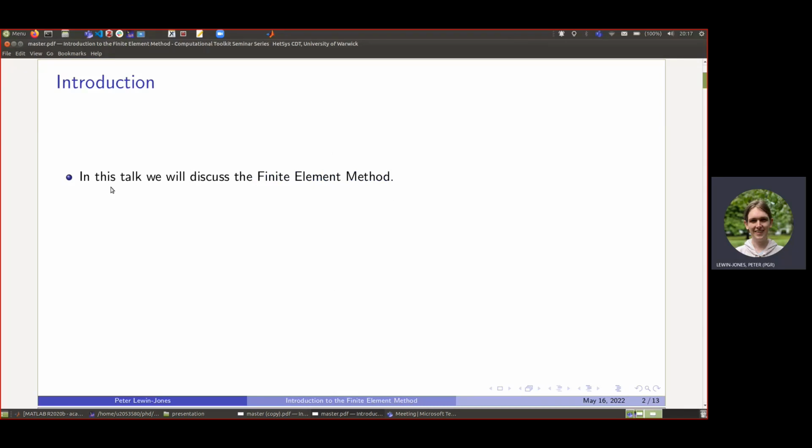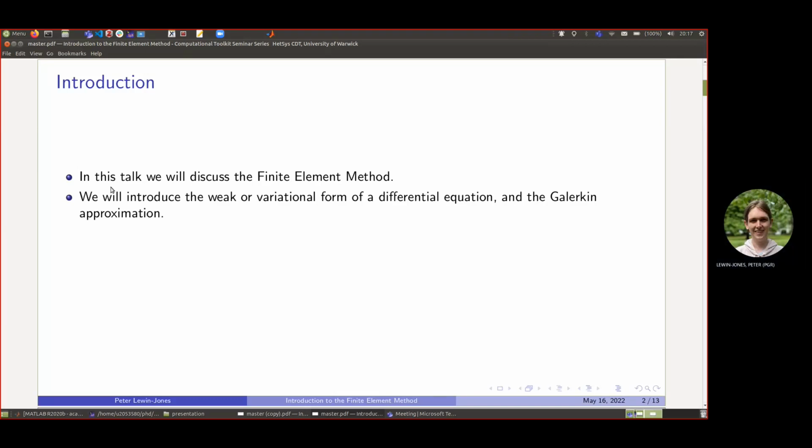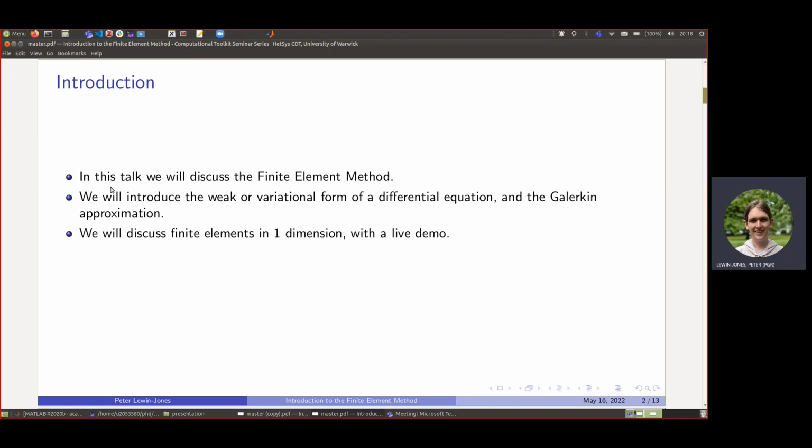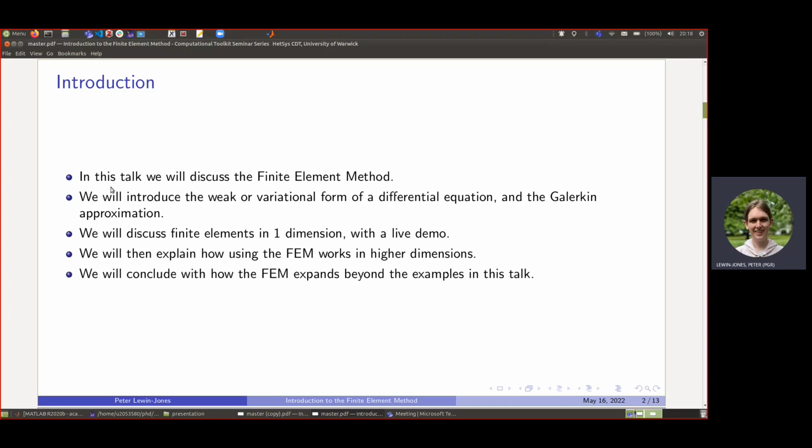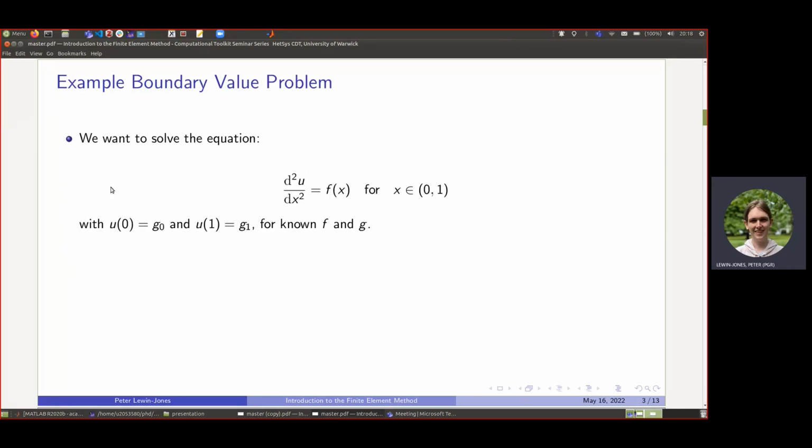So, quick introduction to what I'll be talking about. In this talk, we'll be discussing the finite element method. I'm going to introduce the weak or variational form of a differential equation and what the Galerkin approximation is. These are two key ideas to understanding how the finite element method works. I'll discuss finite element methods in one dimension, and we'll have a bit of a live demo. And I'll have a chat about how the finite element method works in higher dimensions. And I'll conclude with how the finite element method expands beyond the examples in this talk.